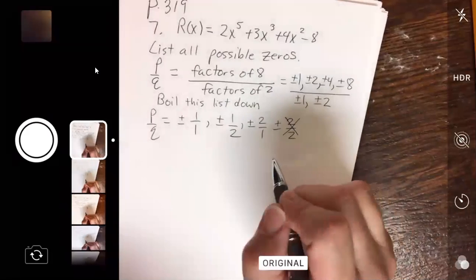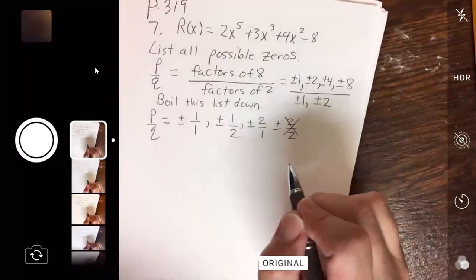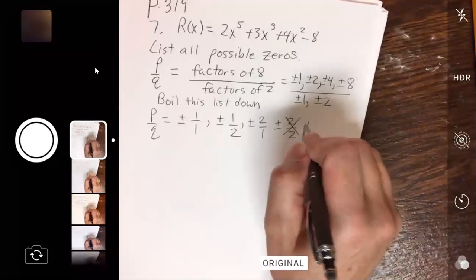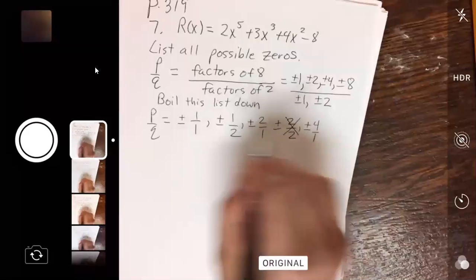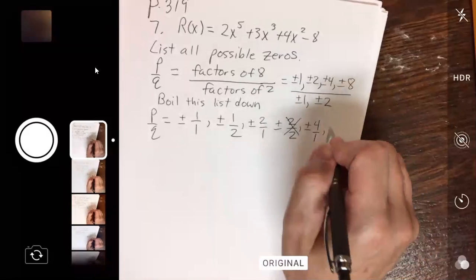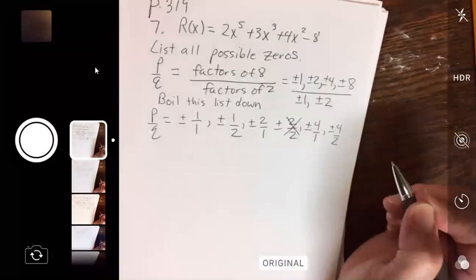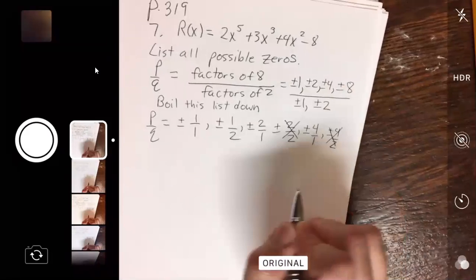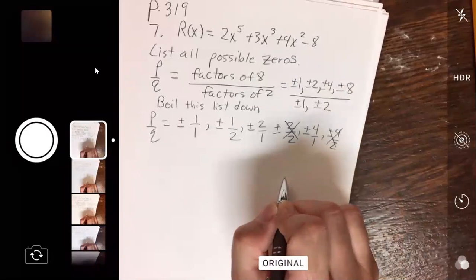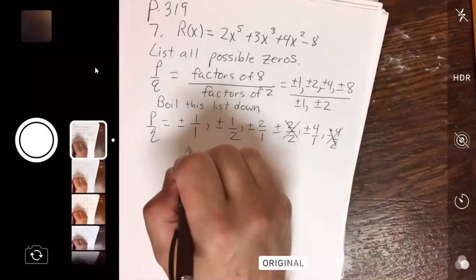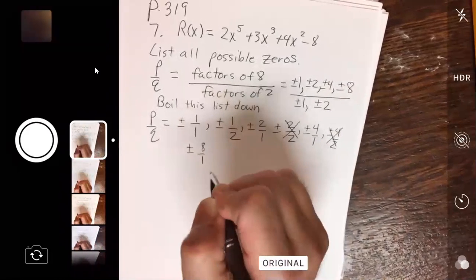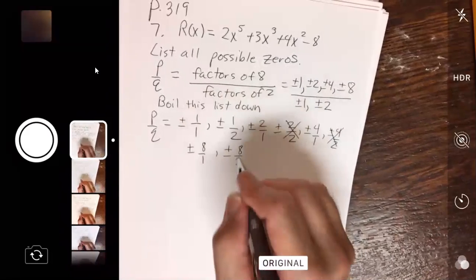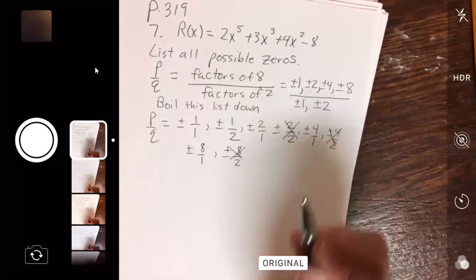Are we losing anybody? No. All right, 2 more to go. 4 over 1 and 4 over 2. So plus minus 4 over 1, that isn't here, so that's legal. And then plus minus 4 over 2. Well, that's just 2, and we've already got 2, so that's a repeat. And then the last two are plus minus 8 over 1 and plus minus 8 over 2. Well, 8 over 2 is just 4, so that's a repeat.